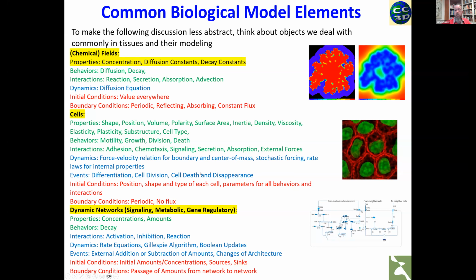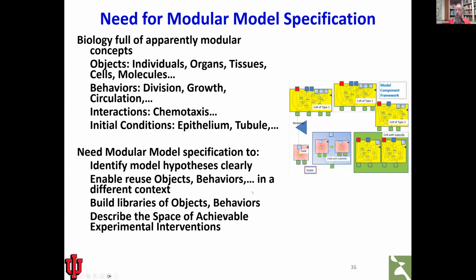Cell differentiation, cell division, death, and disappearance. So we have to deal with reorganization of our agents, changes of shape. We have to deal with creation and destruction and change of type of agents. These are things that are typical of all agent-based modeling, but are not something that we think about so much in network models. So again, we come back to this idea we need modular model specification.